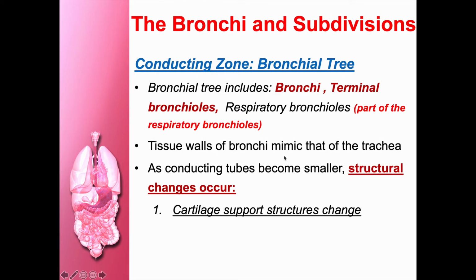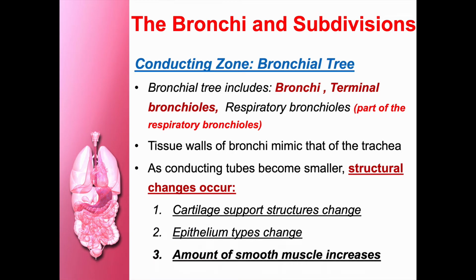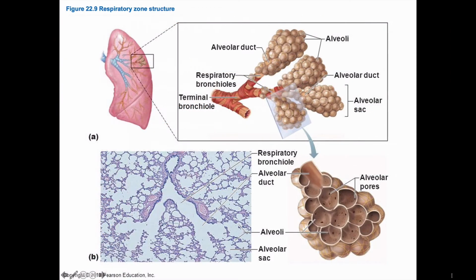Now coming to the conducting zones, the bronchial tree includes terminal bronchus and respiratory bronchus. The tissue walls of the bronchus mimic that of the trachea. As the conducting tube becomes smaller, structural changes occur. The cartilage support structure changes, the epithelium type changes, and the amount of smooth muscle increases at the bronchiole level. Here you can see the bronchioles, the smooth muscles, and finally it ends as an air packet, that is alveolar sacs.